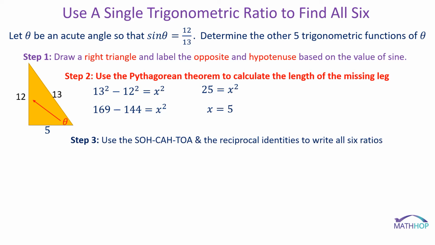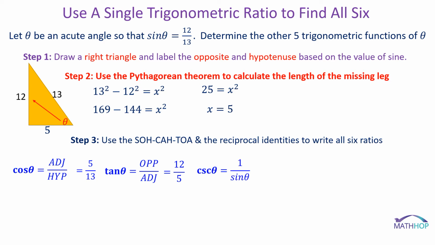Now we use SOH-CAH-TOA and the reciprocal identities to write all 6 ratios, just like we just did. So we already have sine. I'm not going to rewrite it. Cosine is adjacent over hypotenuse. So the adjacent, remember, here's theta. Adjacent is next to. That's 5 over hypotenuse of 13. So that's 5 over 13. Now tangent, opposite over adjacent. Opposite is 12. Adjacent is 5. So it's 12 over 5.